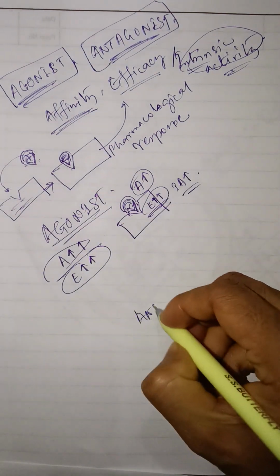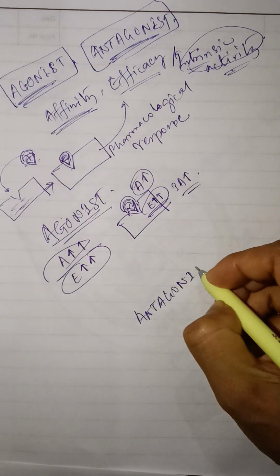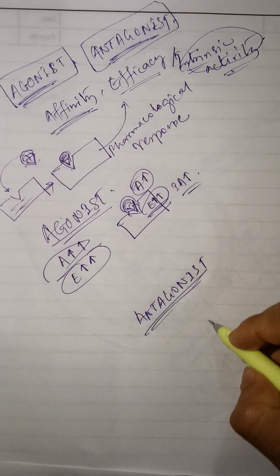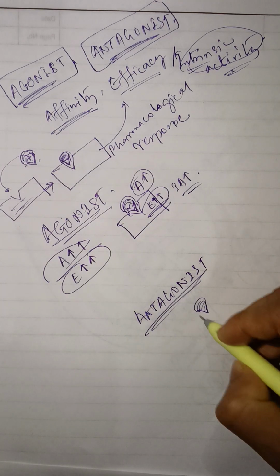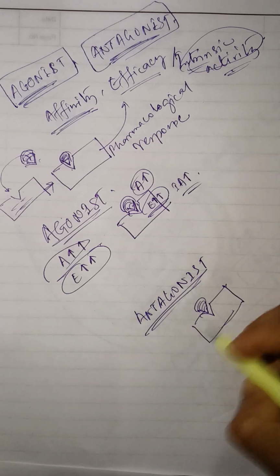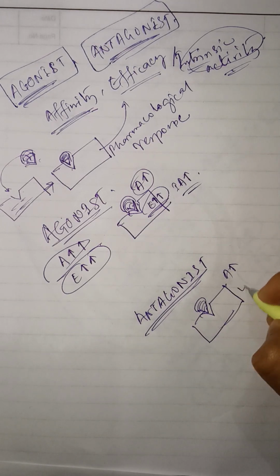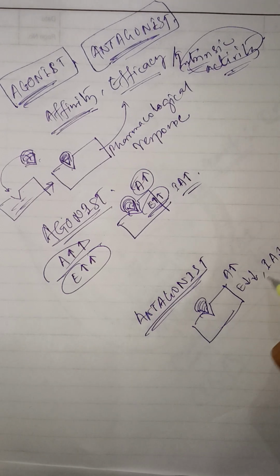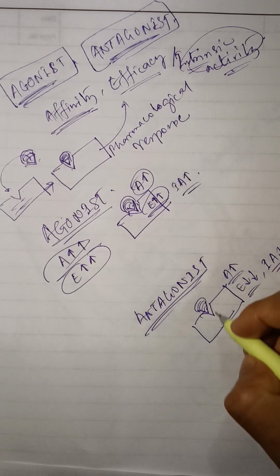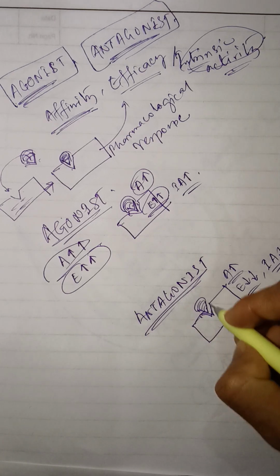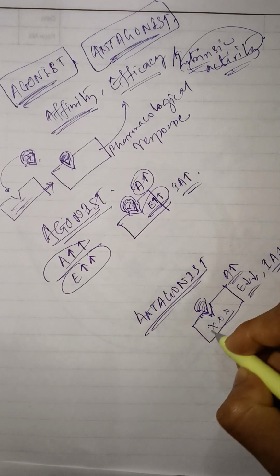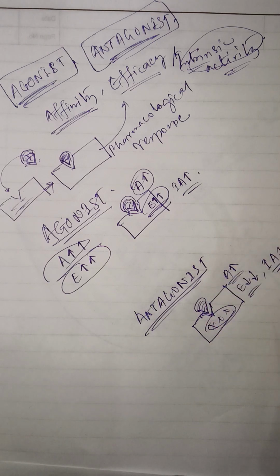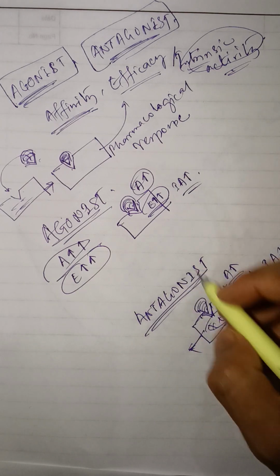Now in the case of an antagonist, it again has more affinity, so the drug will bind properly to the receptor. But it has very less efficacy, or very less intrinsic activity. That means after binding to the receptor, this drug will show no, or very little, pharmacological activity or pharmacological response.